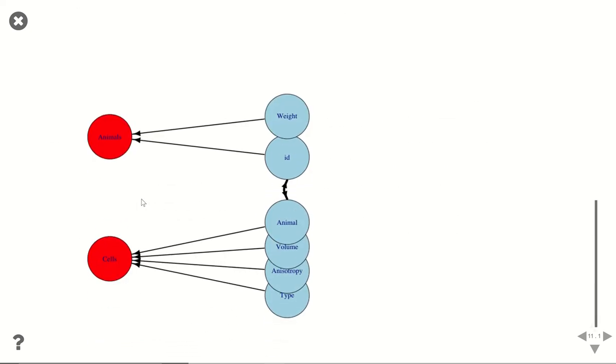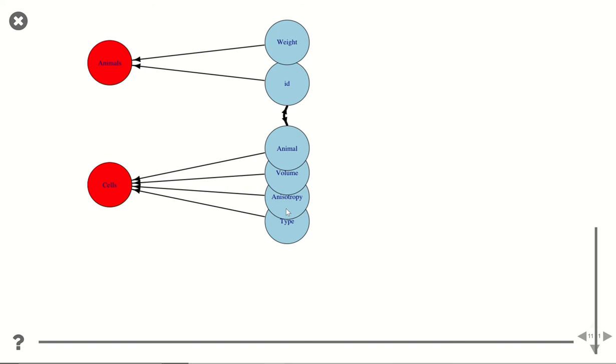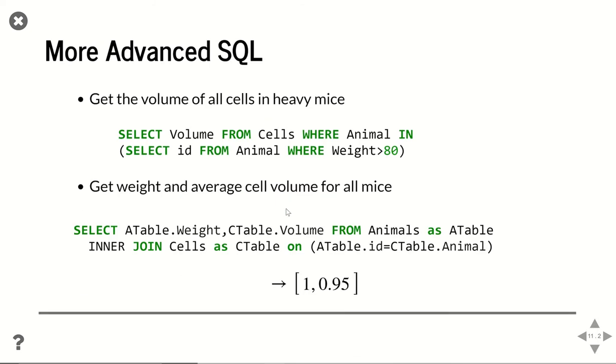And so here you see that we have these two tables. We have animals and cells, and we see that this ID in animal is linked to this ID in cell. What that means is that we can perform queries across these tables. So you can go SELECT volume FROM cells WHERE animal IN SELECT ID FROM animal WHERE weight is greater than 80. And so you can get all of the overweight mice and get the value for them.